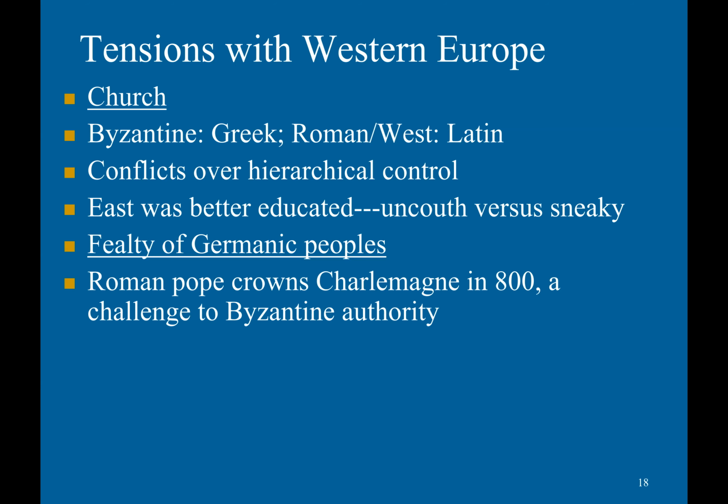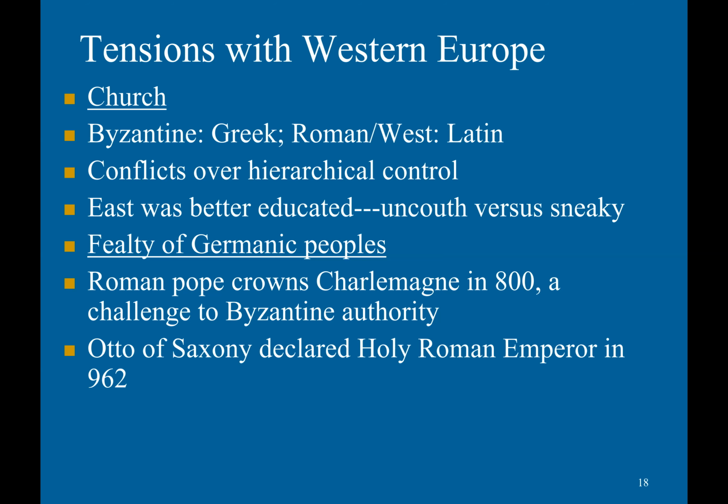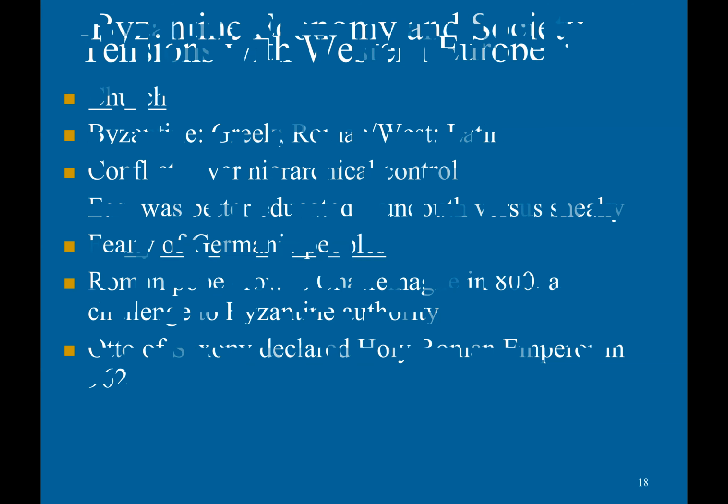Additionally, the fight to gain the loyalty of Germanic peoples also caused tensions between the West and the East. The Roman Pope crowns Charlemagne in 800, which is a direct challenge to Byzantine authority. The Church in the West continues to challenge the Byzantines by crowning Otto of Saxony as the Holy Roman Emperor in 962.